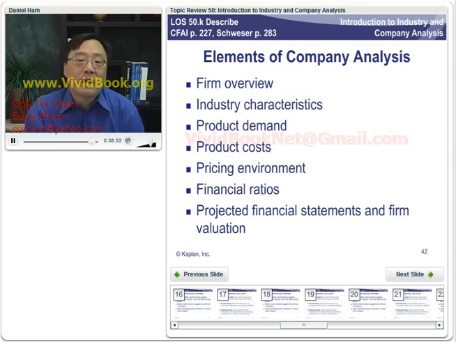Your product cost. As a company, can you be more efficient with your cost structure? The pricing environment, well, how much pricing power do you have as a company? Are you one of the major firms? Financial ratios, whole slew of them from financial reporting and analysis. Remember, go back to ratios.